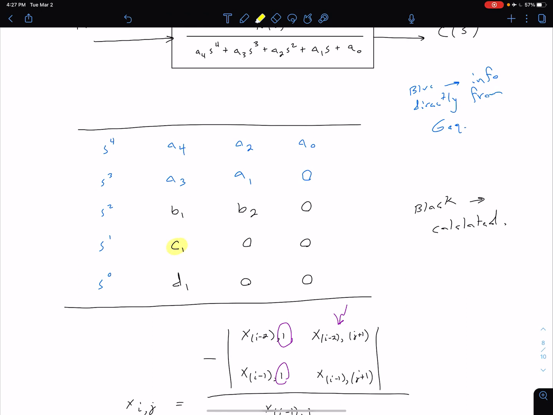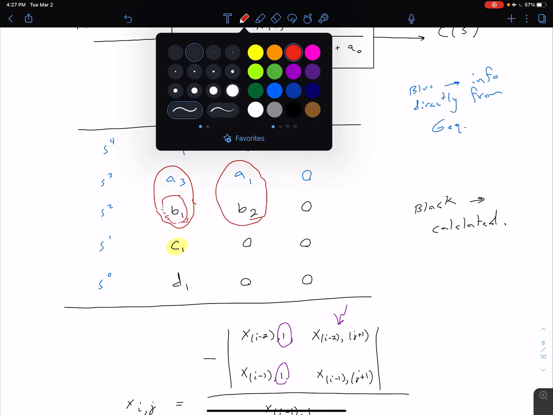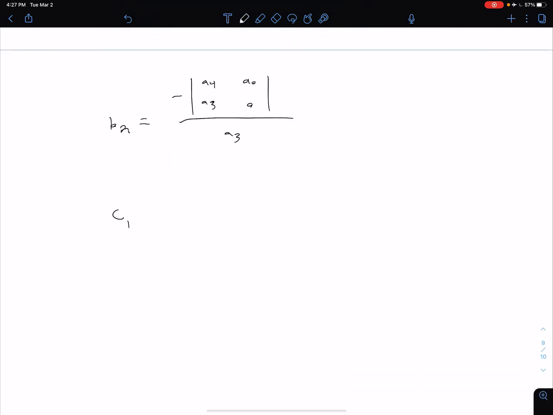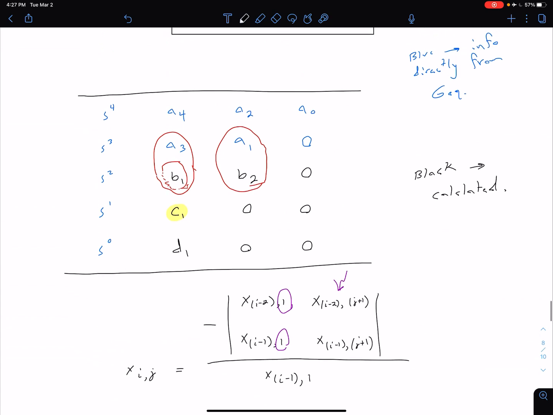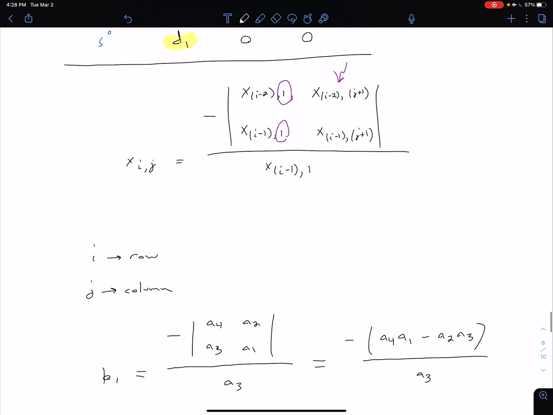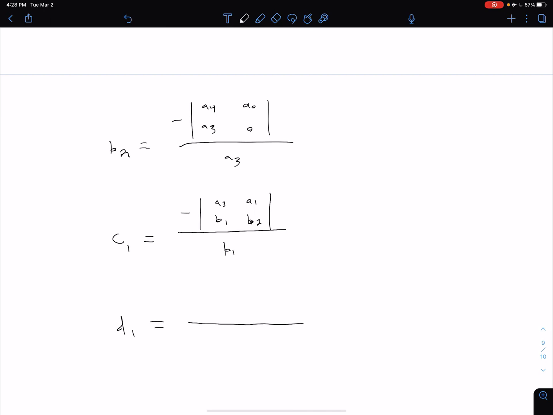If we're looking at our C1, now we're going to be looking at a matrix with these 4 items, and we're going to have this in the denominator. So coming down here for our C1, you can pause the video and take a look at this closer if you need to, but we're going to have negative determinant of A3, B1, A1, B2, and then that's going to be divided by B1. Similar thing for our D1. Let me get rid of all of that real quick. If we're looking at our D1, we're going to have our B1 and C1 and our B2 and 0. Okay, so our D1 is going to be equal to negative the determinant of our 2 by 2 matrix, B1 and C1, B2 and 0, and that's divided by C1.